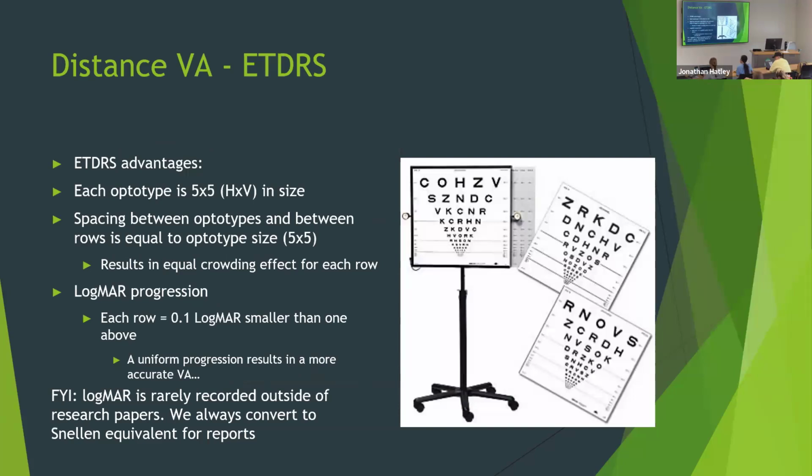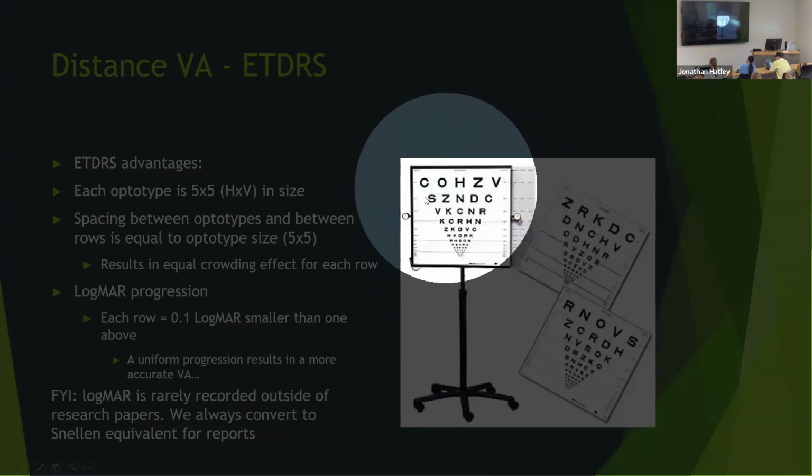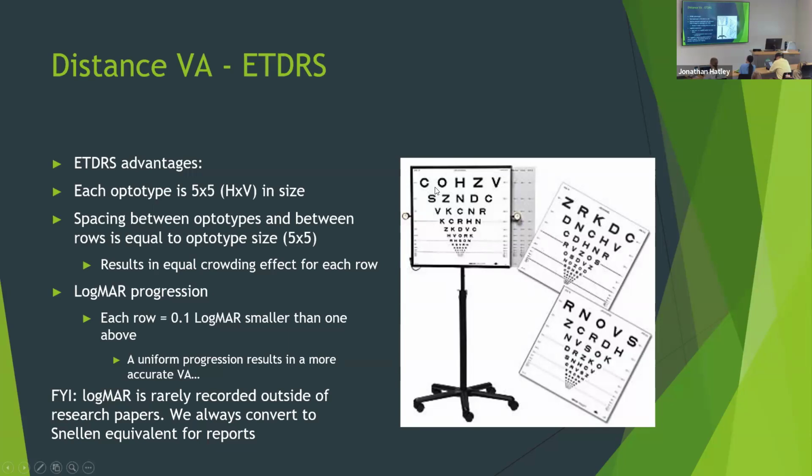As I mentioned before, with the ETDRS chart, each optotype is 5 by 5, meaning that the horizontal and vertical distances are the same. The spacing between the letters is also the same, so in this case it's also 5 by 5. Then the distance between each line is equivalent to the height of the next line down. So in the case here, the second line down, the height between the C and the S is going to be the same height as the S. Hopefully that's not too confusing.